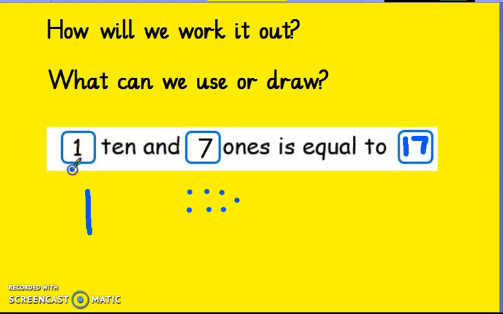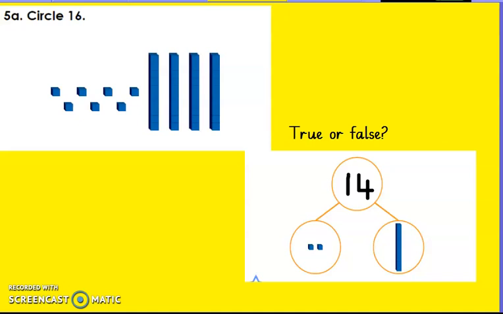Okay, that looks like 17 as well. 10 and 7. Okay, let's have a look at these questions.